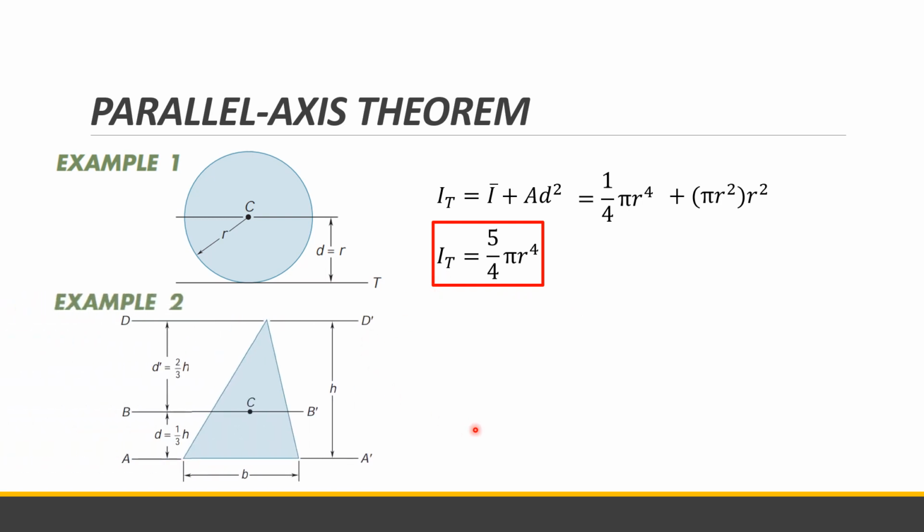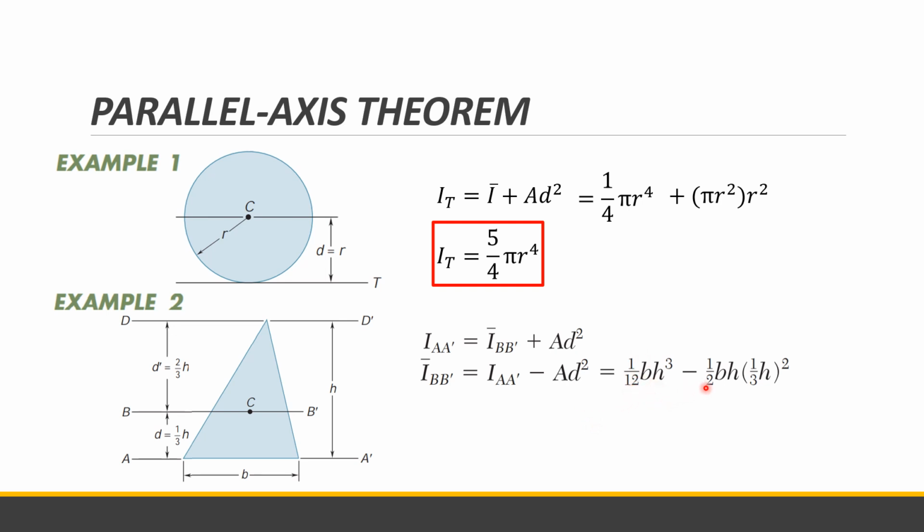So for example, here we have a triangle. The centroid of a triangle is located 1/3 of the height away from the base, no? So we have here I with respect to AA prime is equal to I bar, or the centroidal moment of inertia, plus A d squared. We want to determine the centroidal moment of inertia of a triangle. We are given the moment of inertia with respect to its base, that is 1/12 b h cubed.